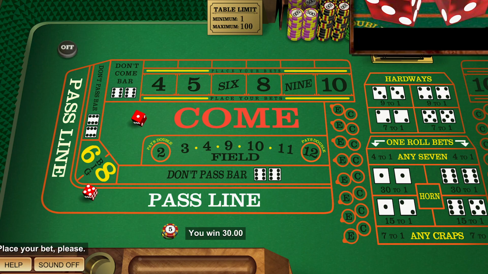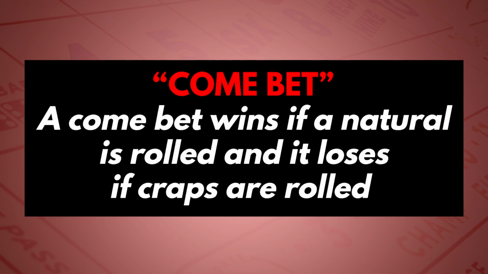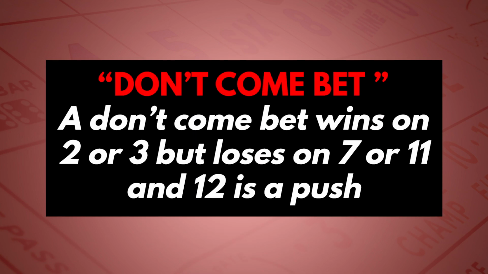You can move on to the next type of bets, come or don't come bets. You can place a come or don't come bet only after the point has been rolled. A come bet wins if a natural is rolled, and it loses if craps is rolled. If a point number is rolled, it becomes the come bet point, which works just like the pass line bet. So, same idea. If the come bet point comes up again before a 7, you win. If not, unfortunately, you lose. A don't come bet is similar to the don't pass line. If the shooter rolls a 2 or 3, you win. If it's a 7 or 11, you lose, and 12 is a push.